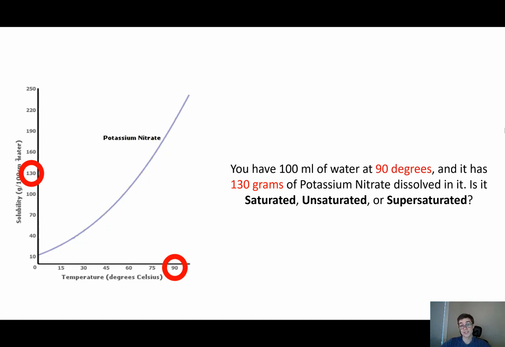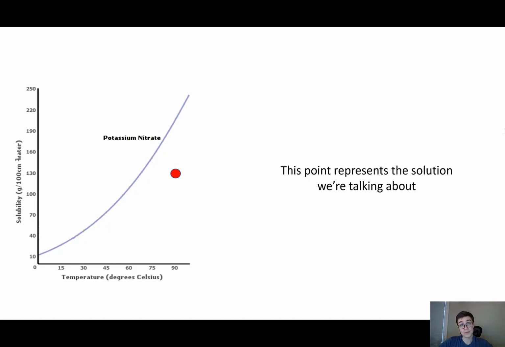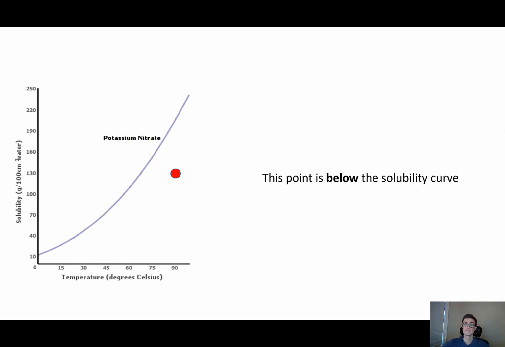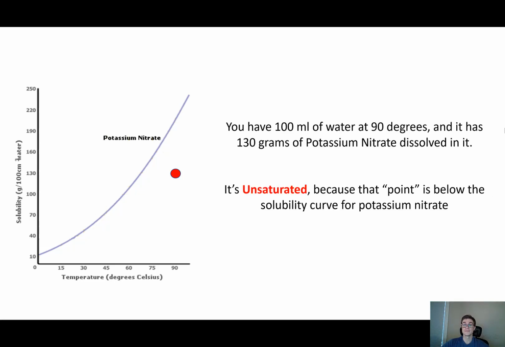So at 90 degrees and 130 grams, we are right here. This point represents our solution. And it's below the blue line. It's under the solubility curve. And that means that this is unsaturated. So if you have 100 milliliters of water at 90 degrees with 130 grams of potassium nitrate, it's unsaturated because that point is below the curve.